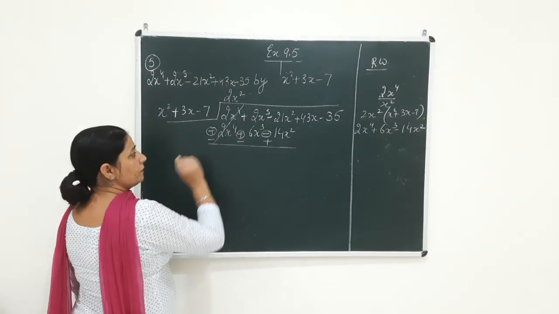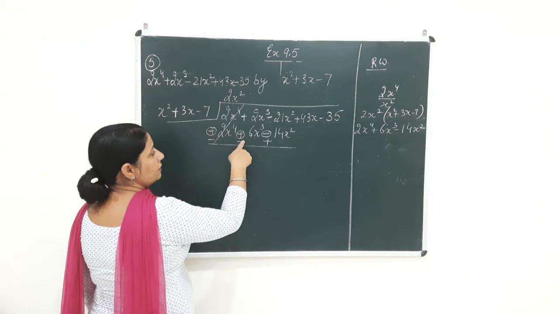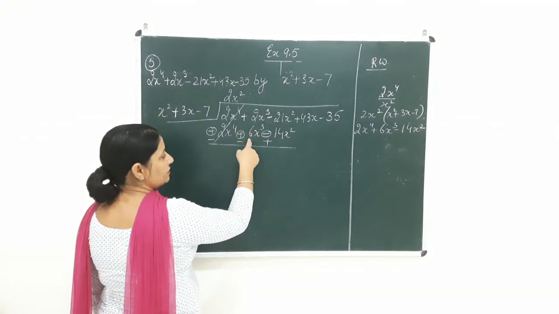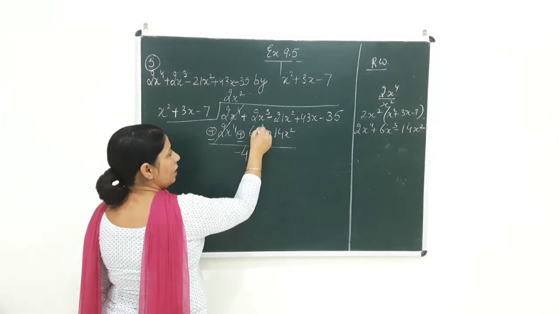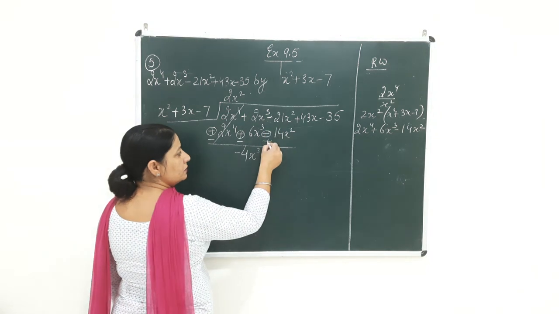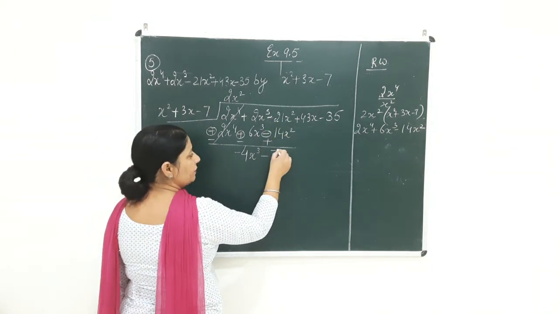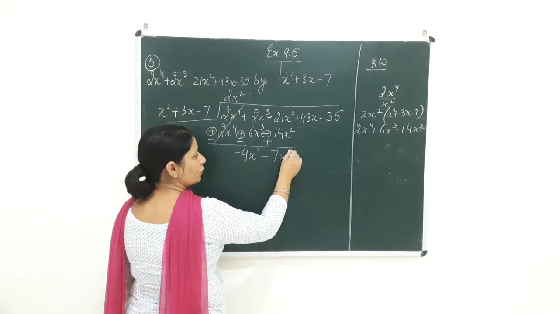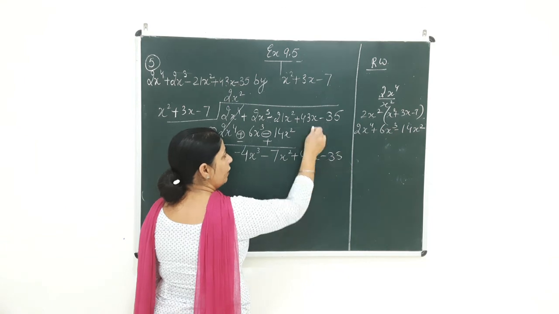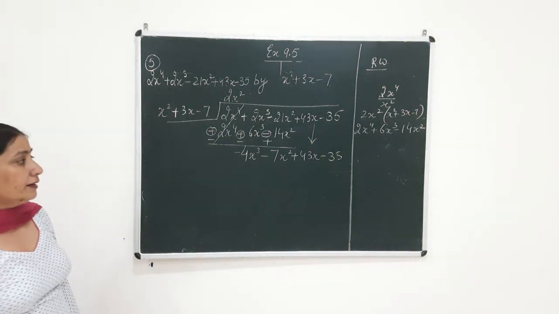Now this 2x power 4 will get cancelled. Now what do you see here? Plus minus minus, sign of the greater term. So plus 2 and minus 6 will give me minus 4x cube along with it. Plus minus minus, again sign of the greater term, minus. 21 minus 7, 14, will be equal to 7x square plus 43x minus 35. I have brought the leftover terms also down.